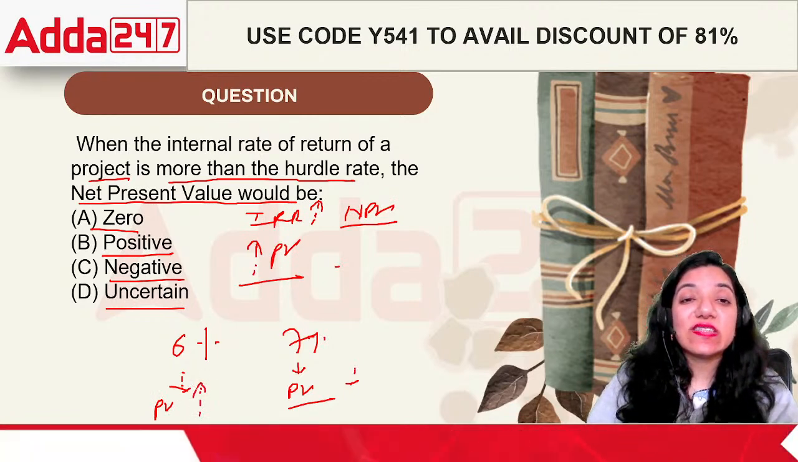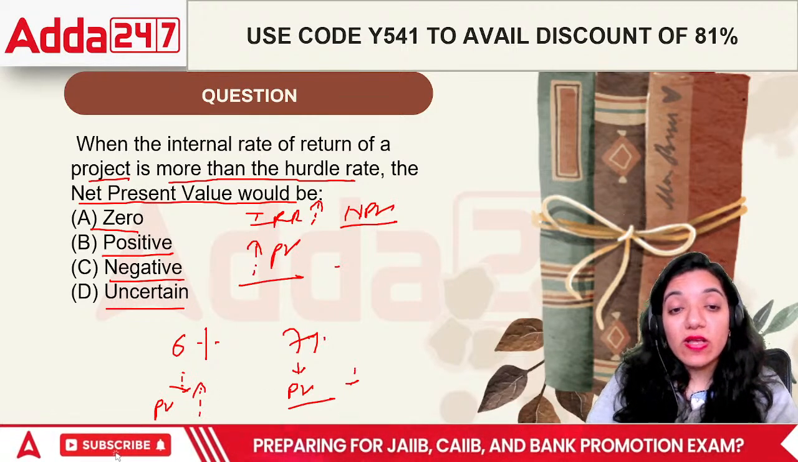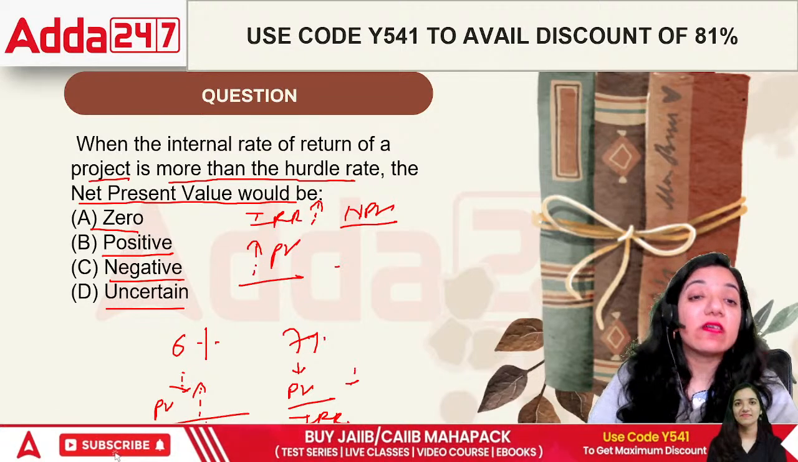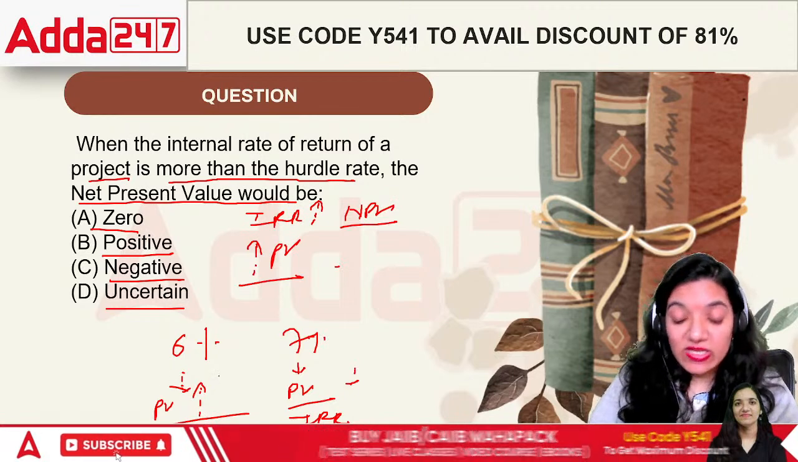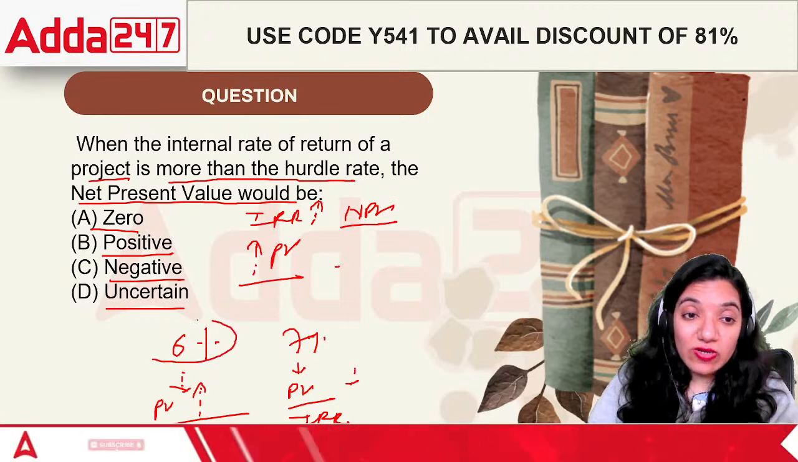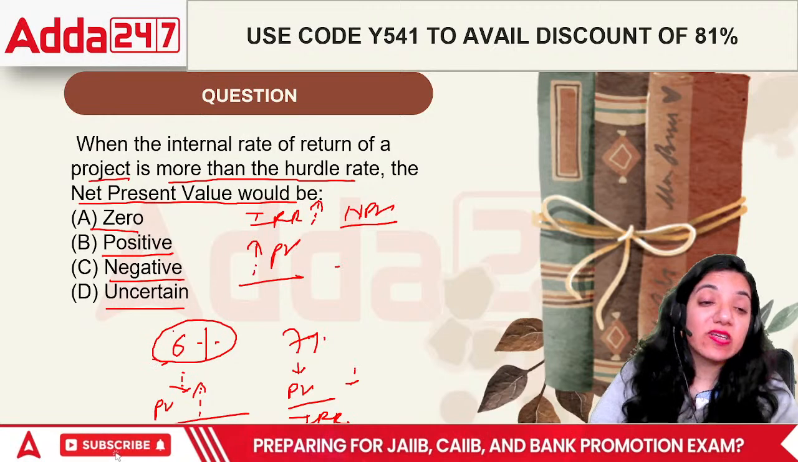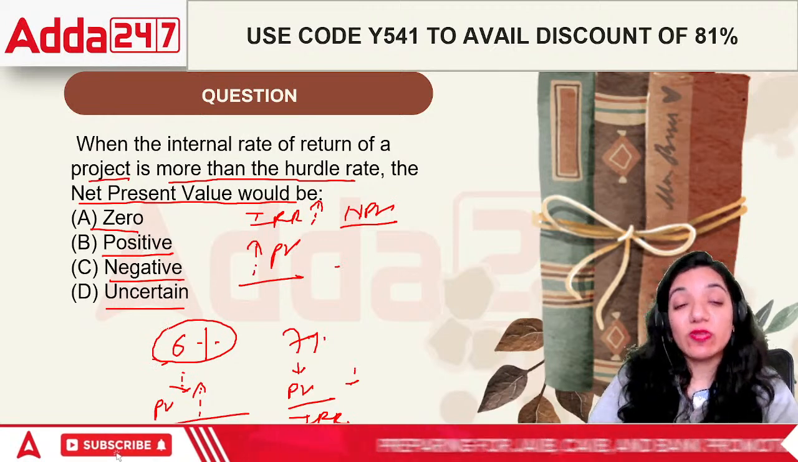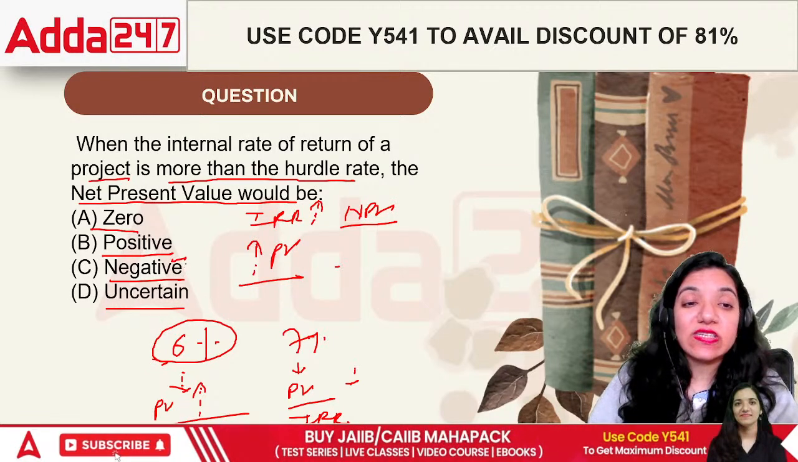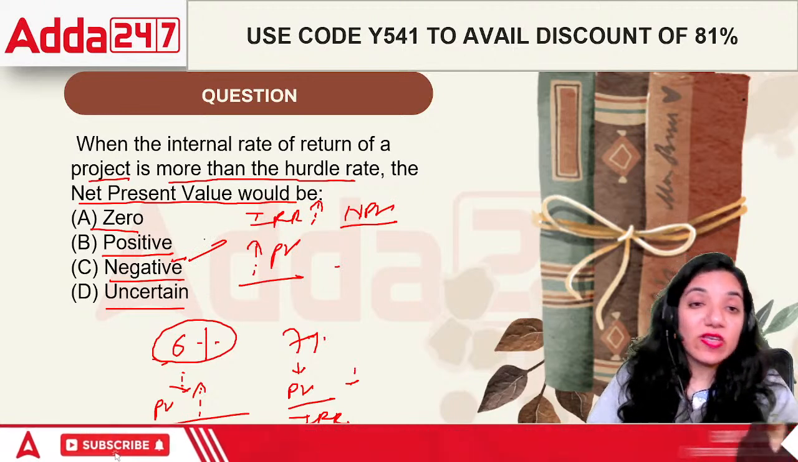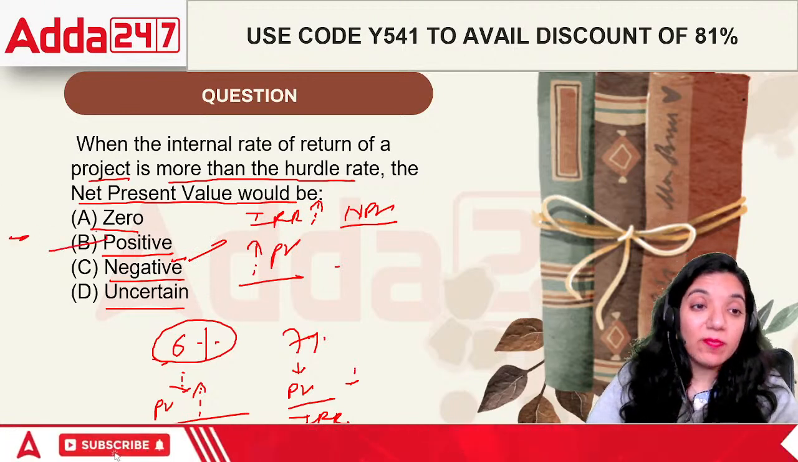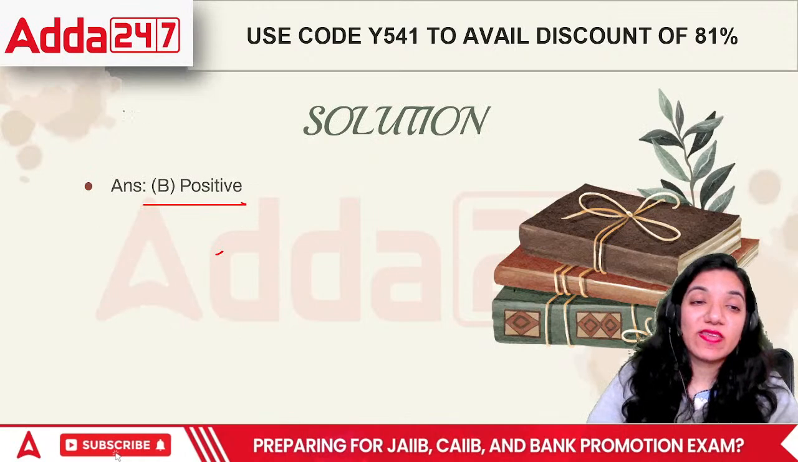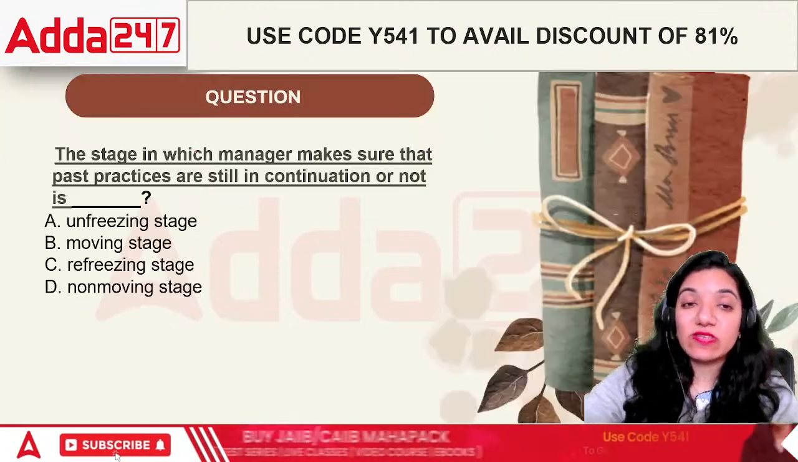So in this case, when the IRR is more, and the organization is ready to pay a hurdle rate of 6%, this one would be more beneficial because they are giving more money to the business. This will be positive, not negative. It would be B. That is, it would be positive.